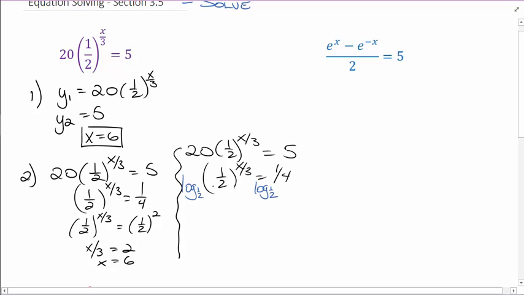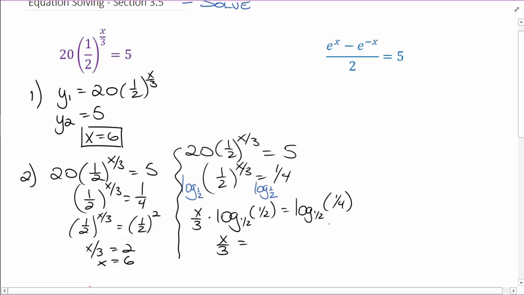So I have the log base 1/2 of 1/2 to the x over 3. The properties of logarithms tell me that I could rewrite that as x over 3 times the log base 1/2 of 1/2 equals the log base 1/2 of 1/4. On the left side, I can simplify the log base 1/2 of 1/2 to the first power to equal 1, so I just get x over 3.